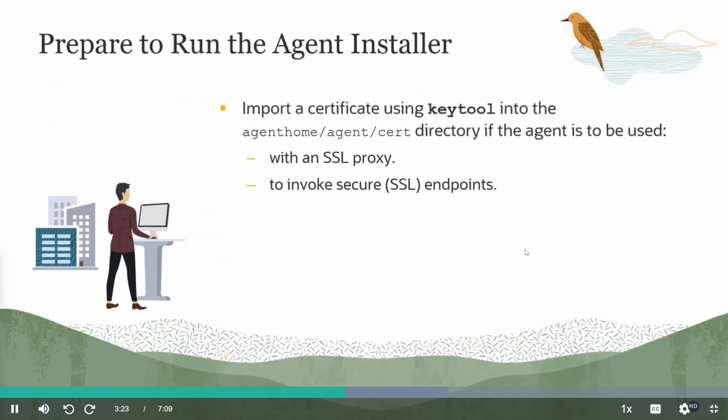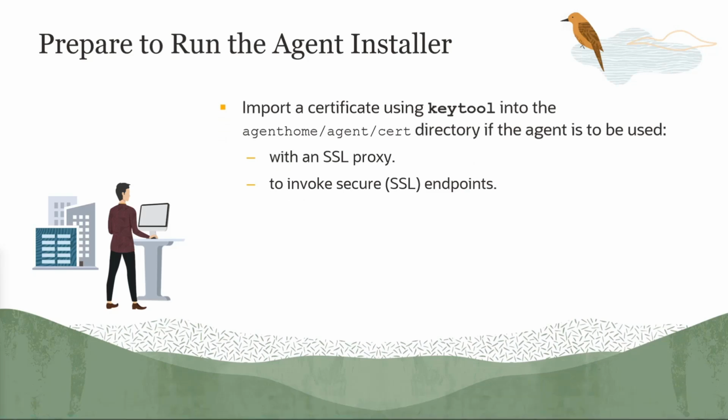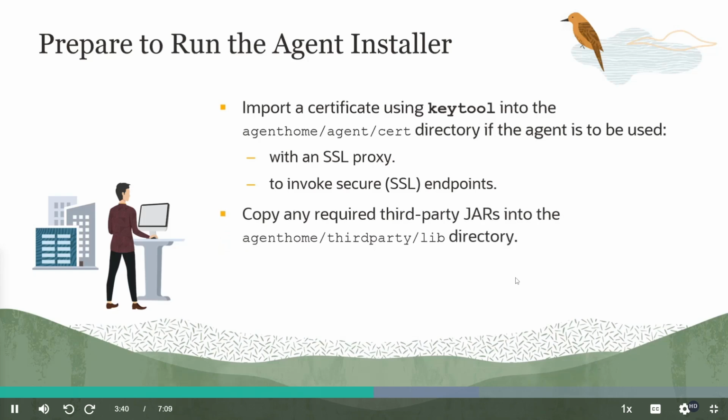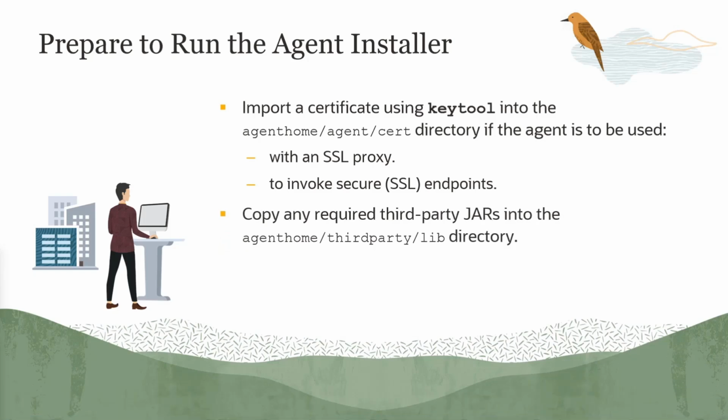Prior to running the agent installer, if the agent is to be used with an SSL proxy, or if it will need access to secure application endpoints, you'll need to import a digital identity certificate into this directory using the KeyTool utility. If the agent will need access to any third-party applications, such as a MySQL database or IBM MQ Series JMS, any required client jar files will need to be copied to this directory.